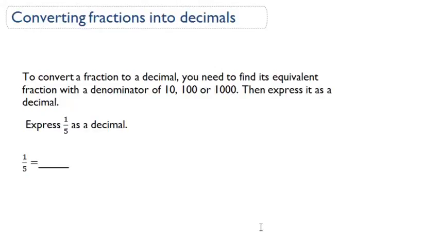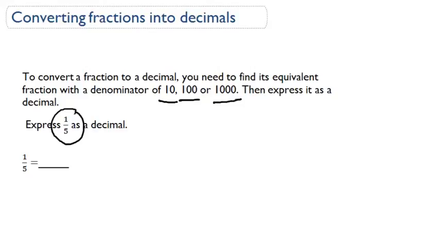All right, converting fractions into decimals. To convert a fraction to a decimal, you need to find its equivalent fraction with one of these three denominators: 10, 100, or 1000. Then, once you've found its equivalent fraction with one of these denominators, you're going to express it as a decimal.